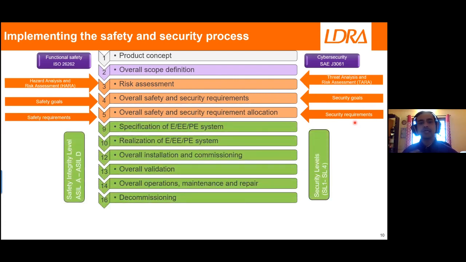Then when it comes to the implementation perspective, the specification of electronics or electrical systems, the installations, the validations, everything, there your different safety integrity levels come in. As we are all aware, ASIL A to ASIL D for functional safety. Similarly, there are the security levels, SL1 to SL4. So there can be combinations of scenarios between safety and security.